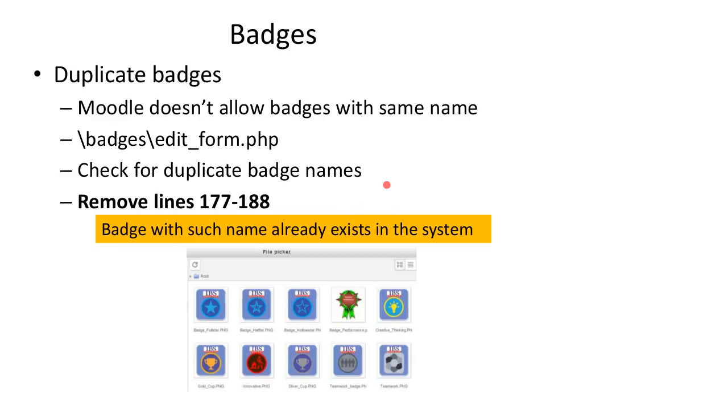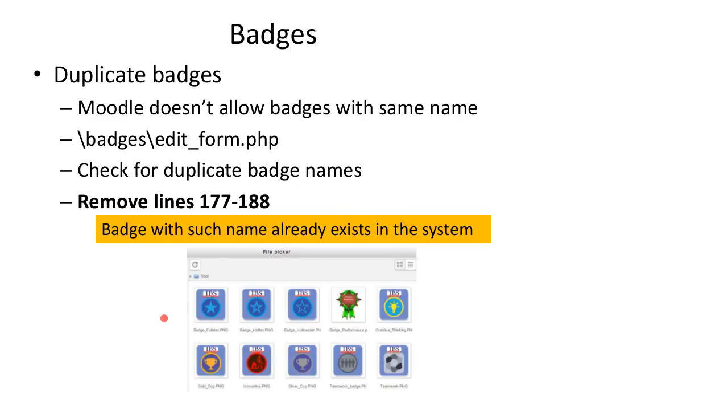But we have more than 150 faculty members across all our 6 campuses, so I can't tell them that they can't create badges with the same name. So for that, what I did was open the edit form PHP file in the badges folder and remove the lines from 177 to 188. This allowed our faculty members to create badges with the same names.